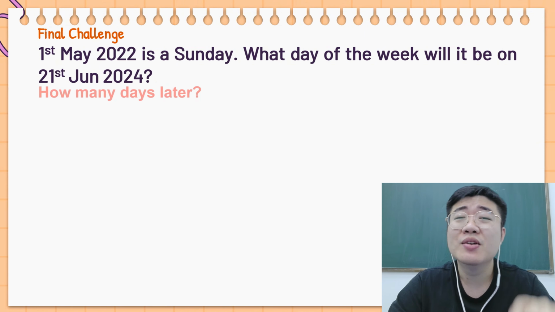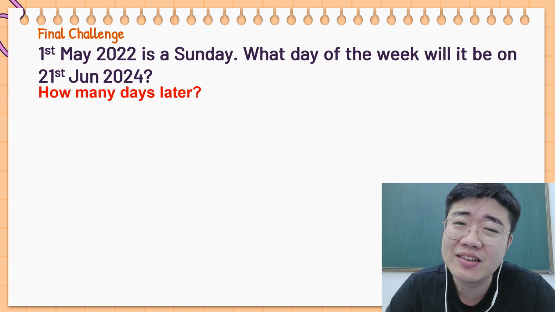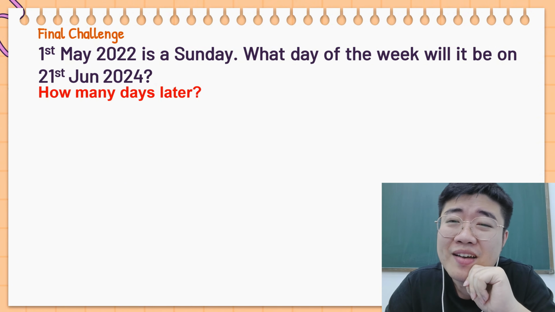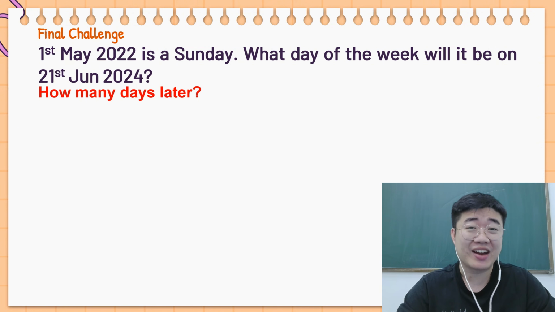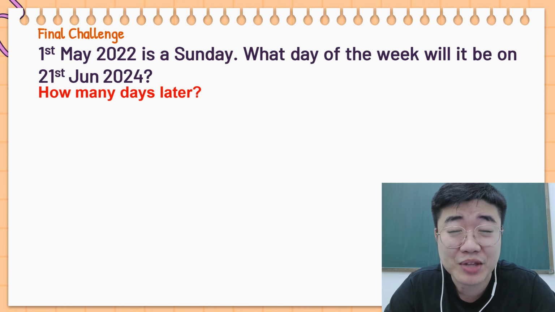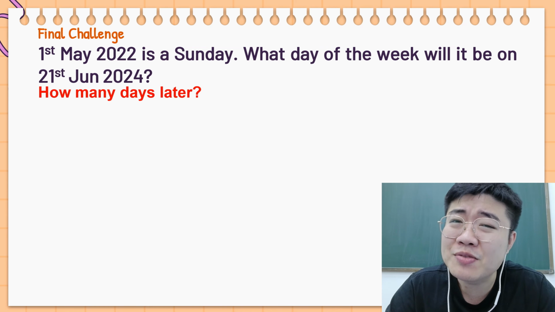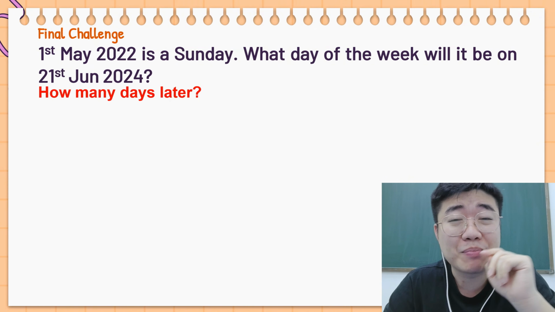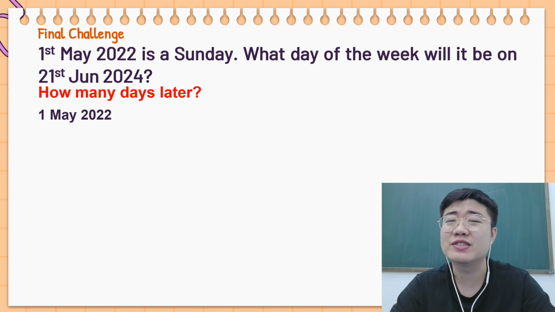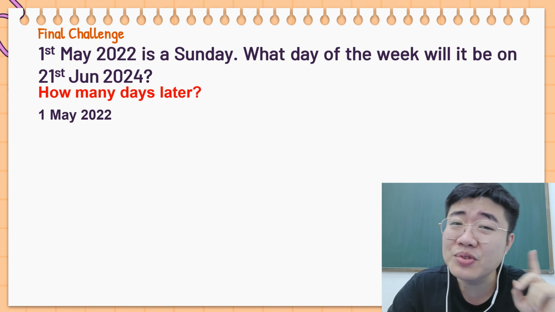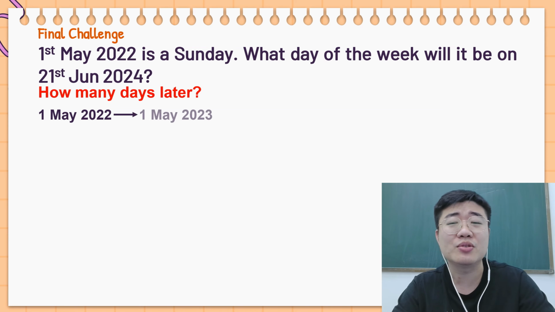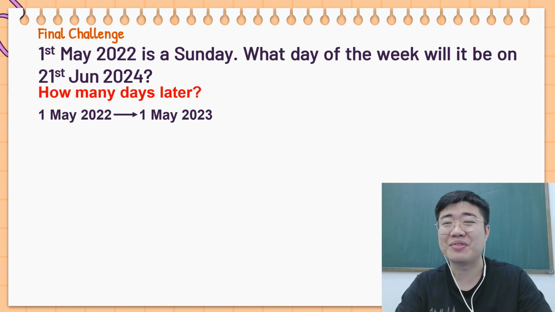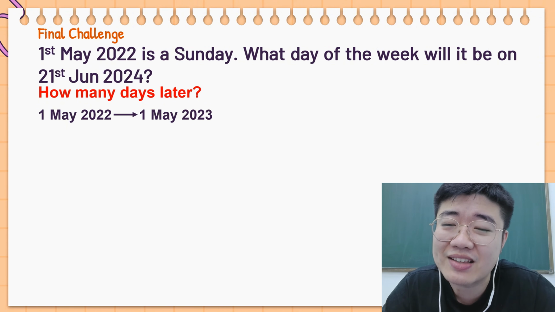Of course, we still have to find how many days later. So are we going to check month by month? That's possible, but there will be a lot of months, so it will take us quite a few times. So there must be a faster way of doing it, or we can also check year by year. From 1st of May 2022 to the next year, 1st of May 2023, how many days later? Very good, this will be 365 days later.